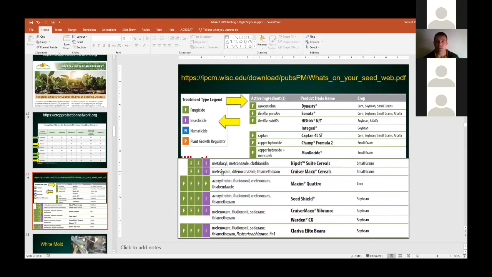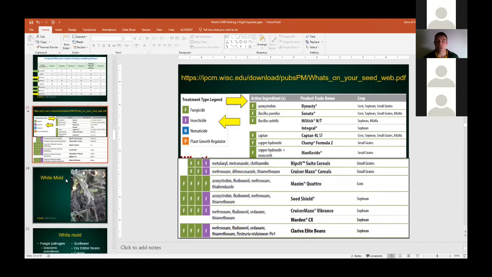So mefenoxam works really good on some of those Pythium, Phytophthora-like species. Difenoconazole works pretty good on some of the others that we talked about, and thiamethoxam's an insecticide. So this publication, I'll be honest, I keep it by my phone because I can't keep these things straight. So this is something that might be helpful when you're looking at products.